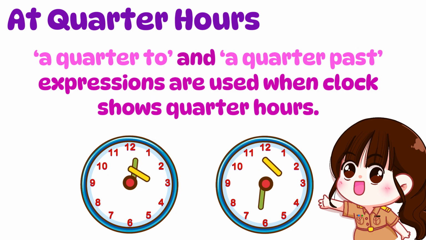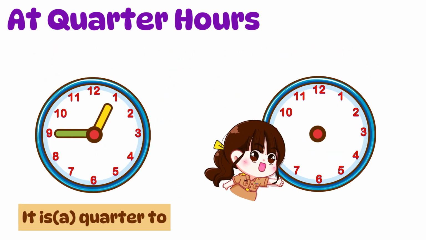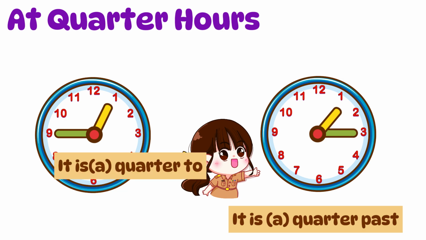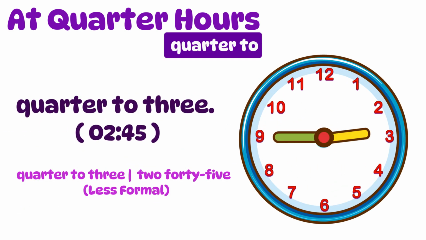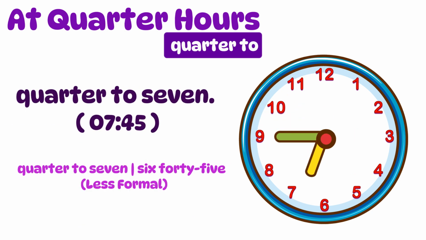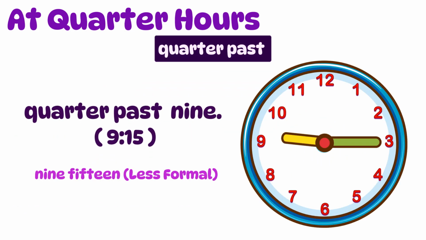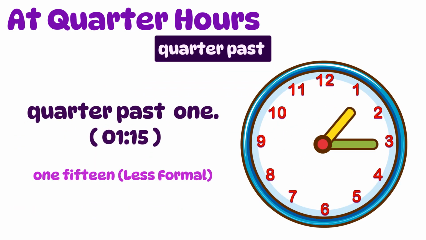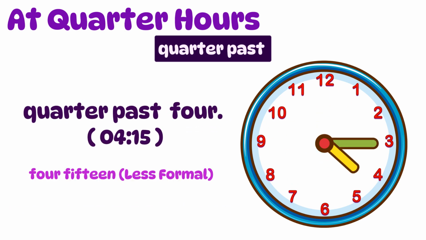At quarter hours. The expressions quarter to and quarter past are used when the clock shows quarter hours. It is 4:45. It is 5:15. Quarter to 5. Quarter to 3. Quarter to 7. Quarter past 9. Quarter past 1. Quarter past 4.